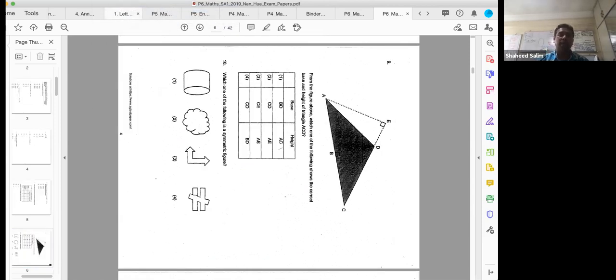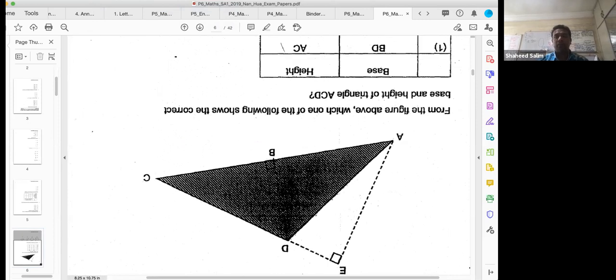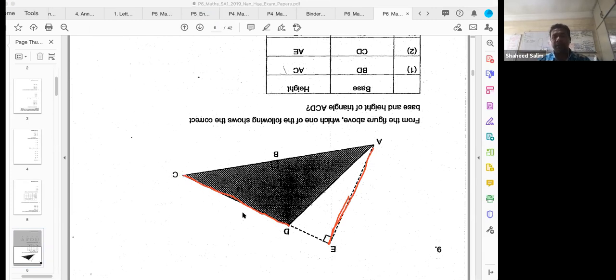They want you to identify the base and the height. So now imagine the base is at the bottom here. So what's the height? The height is here. It has to meet at 90 degrees. So this can be the height and this is the base. DC is the base, AE is the height.